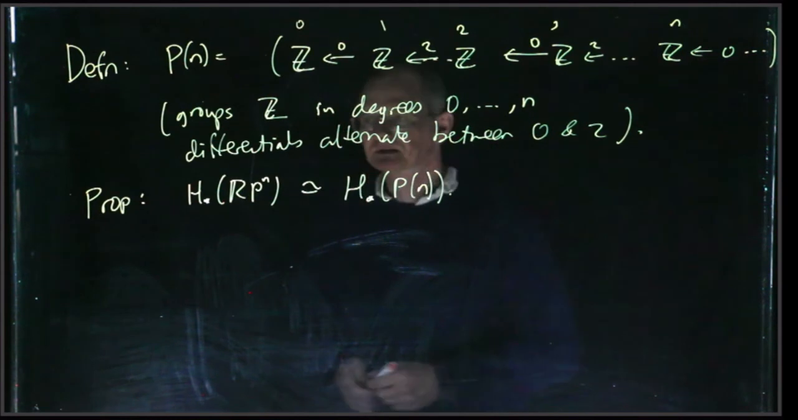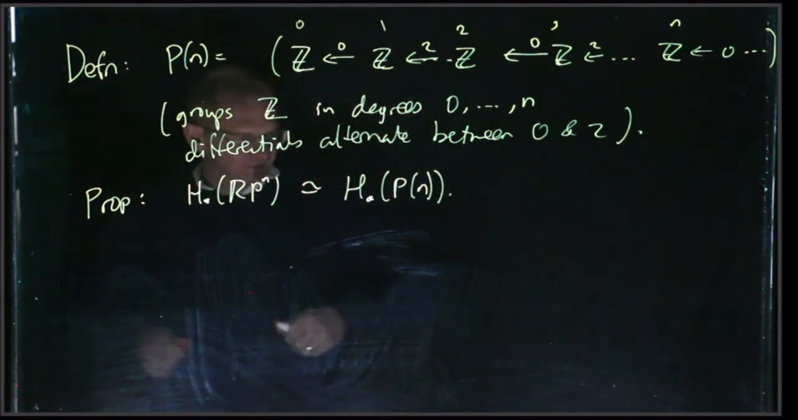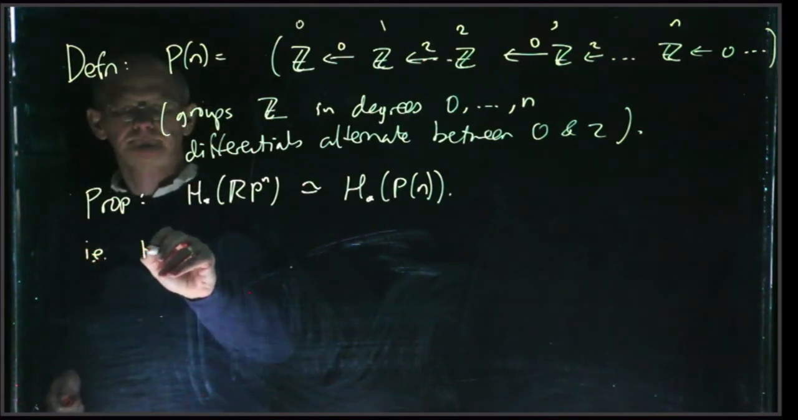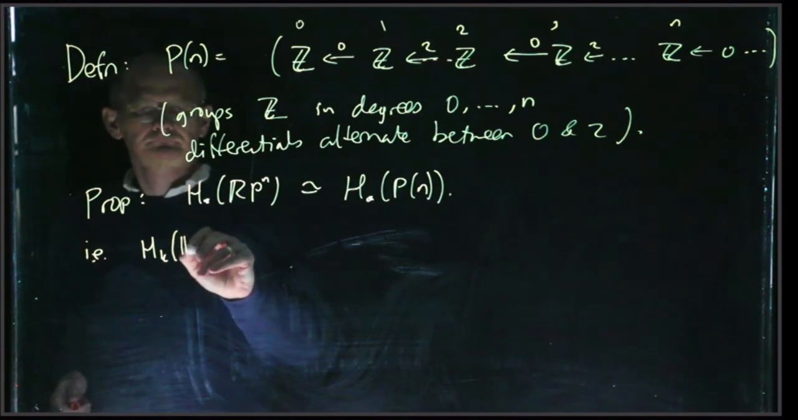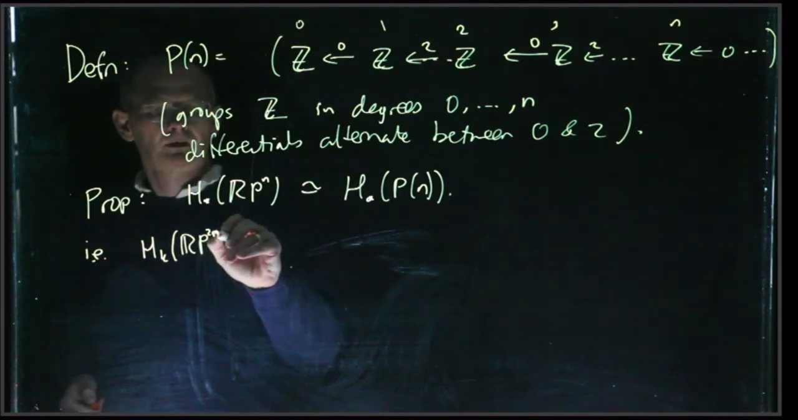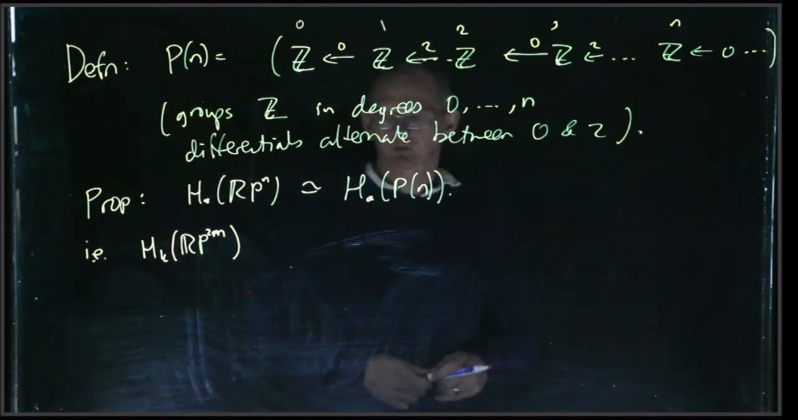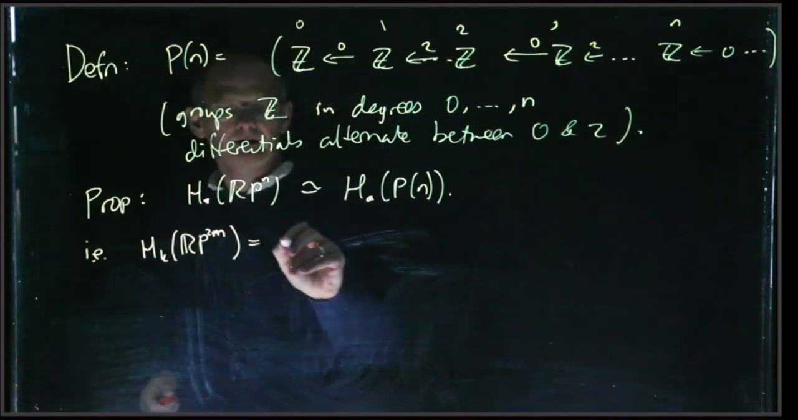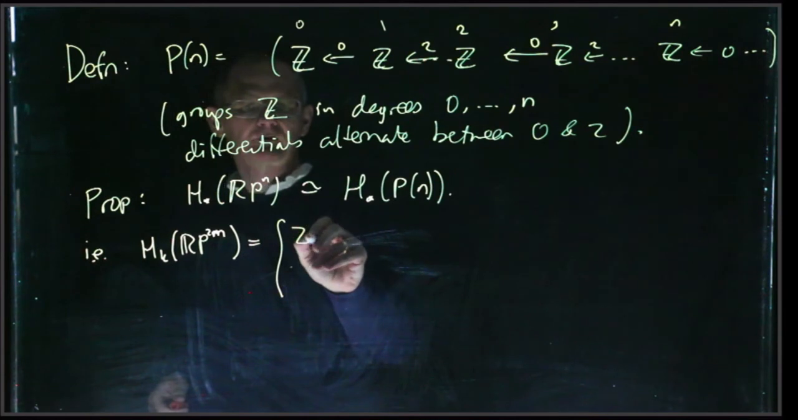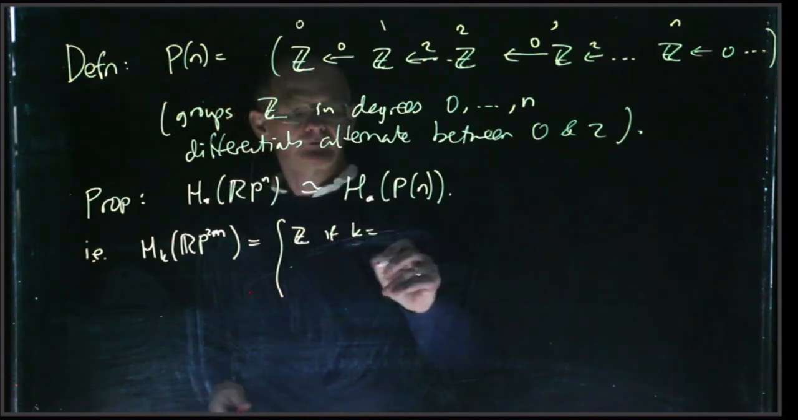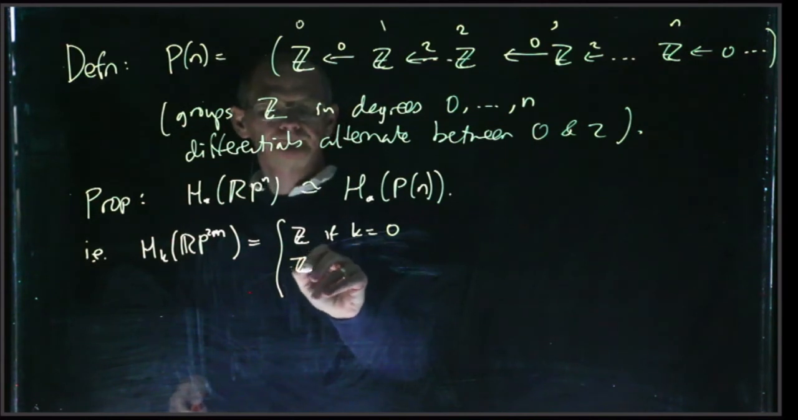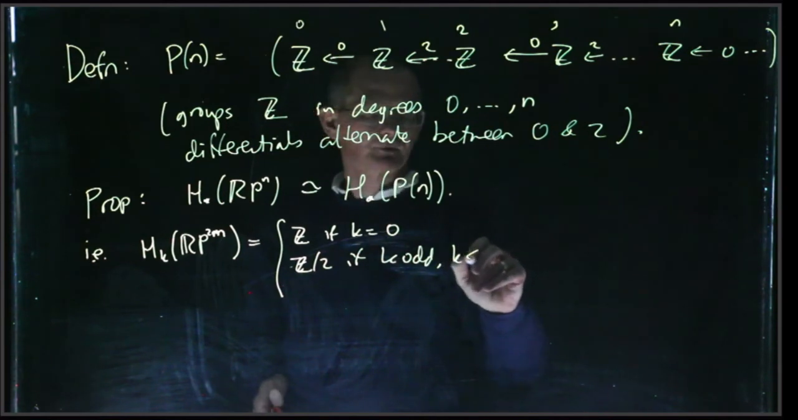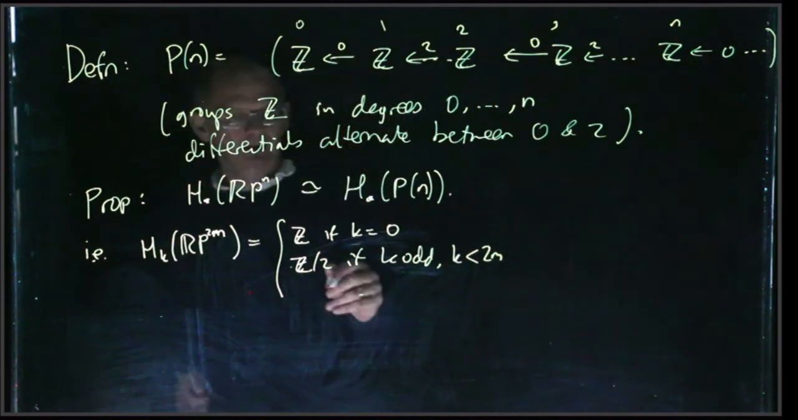You can spell this out a bit more explicitly, but it just requires separating cases. The more explicit answer depends on whether n is even or odd. So let's look at the even case. For the even case, you get Z if k is 0, Z mod 2 if k is odd and k is less than 2m, and 0 otherwise.